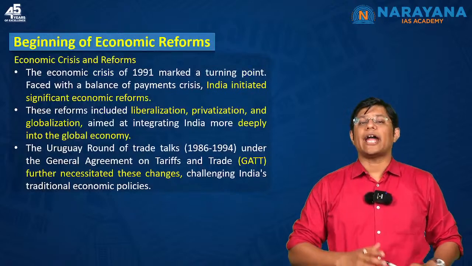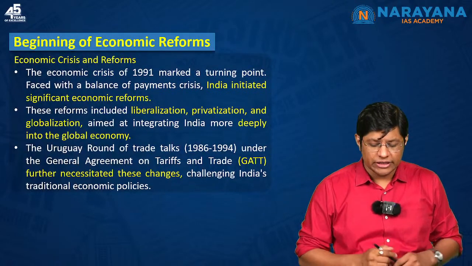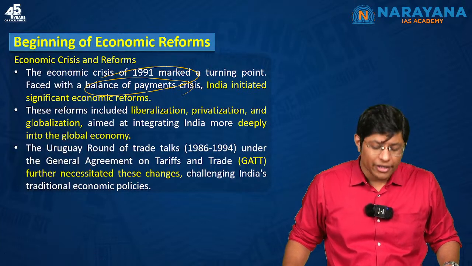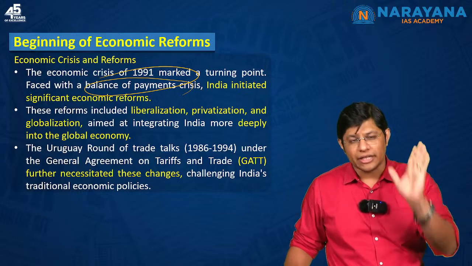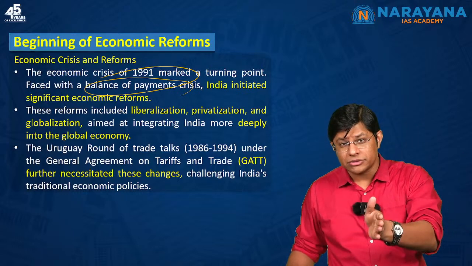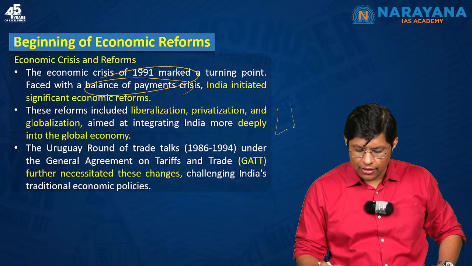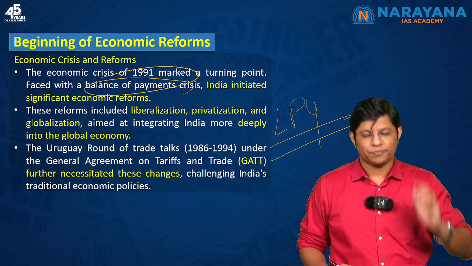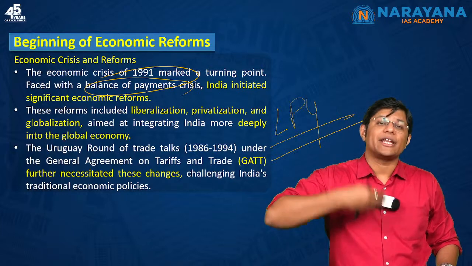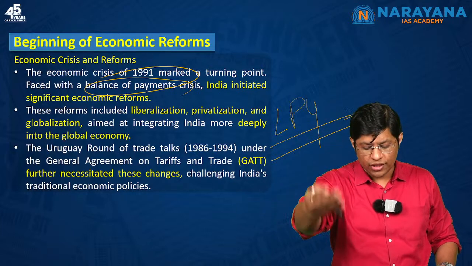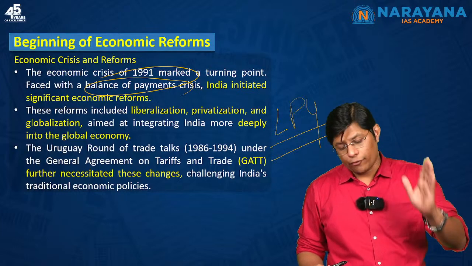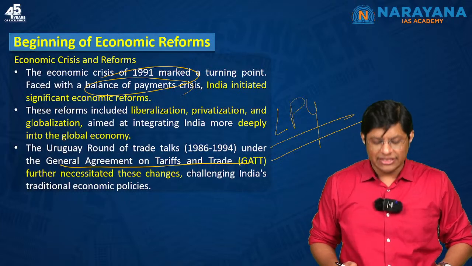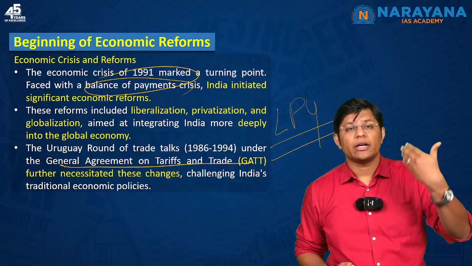But then this had to change. Why? Because India was facing a balance of payment crisis, which means India did not have money to pay for the imports, and that's the reason that pushed India to undertake significant economic reforms in the form of LPG, that is liberalization, privatization and globalization. Now we started integrating or interacting with the outside world more frequently, and this was further pushed by the General Agreement on Tariffs and Trade, which was an outcome of the Uruguay round of talks.